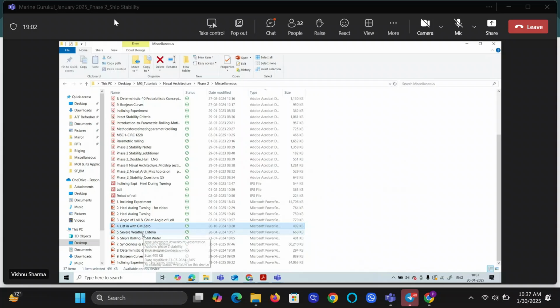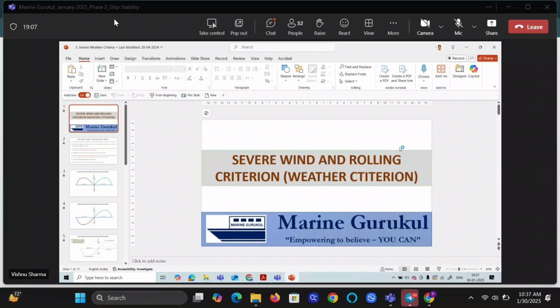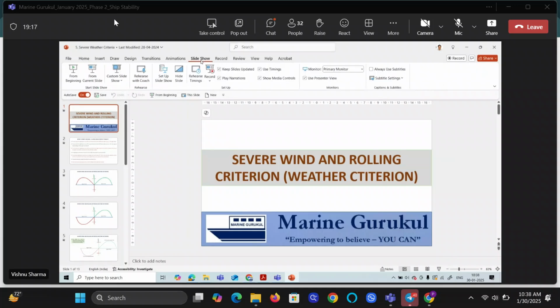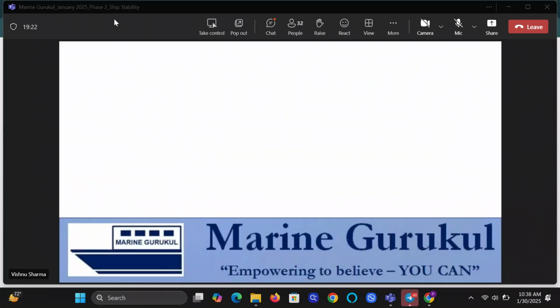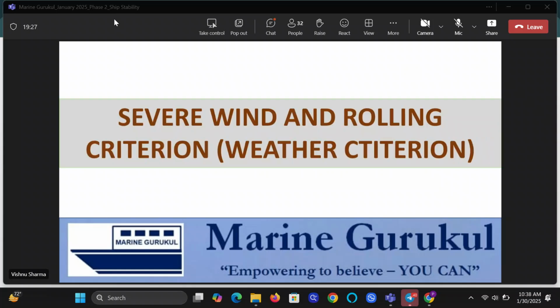Next one: severe weather criteria. If you go through your past papers, this question very often is question number 5 of your exam. Guys, this uses the concept of dynamical stability. It uses how to find the heel caused if there is a constant upsetting moment, which you have done in phase 1. Same thing will be used here. Please be careful.